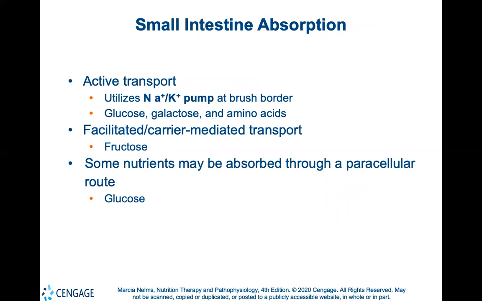Fructose malabsorption has been of recent interest for its potential contribution to gastrointestinal symptoms. Some research indicates that some nutrients, including glucose, may be absorbed in part through a paracellular route. This means that small amounts of nutrients may leak between epithelial cells.